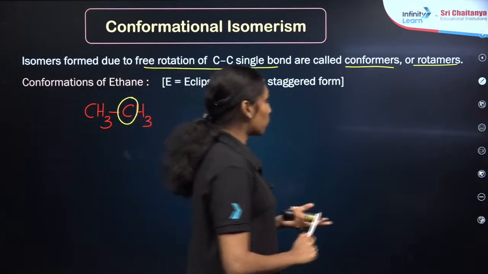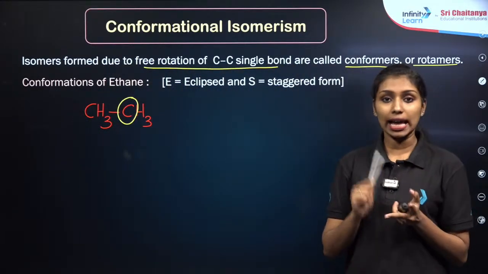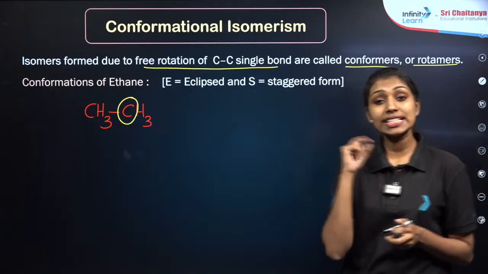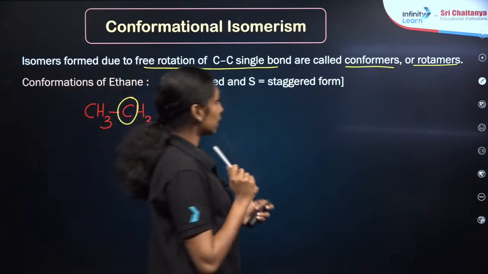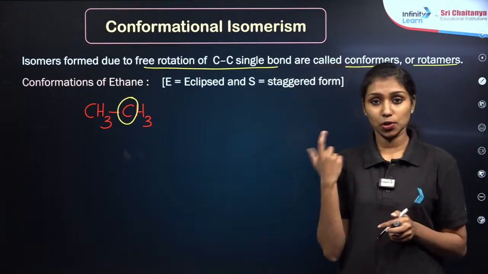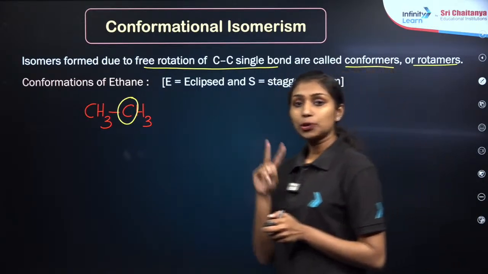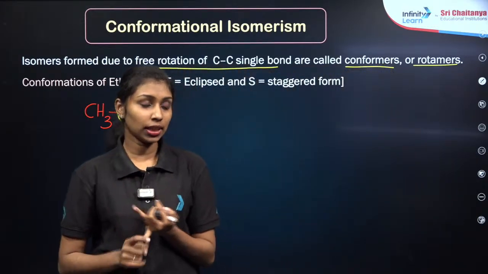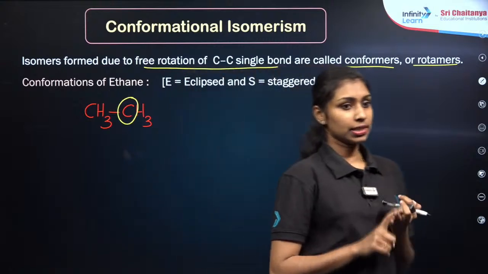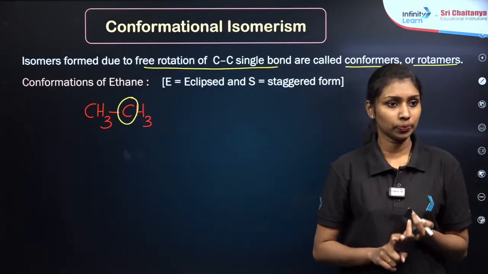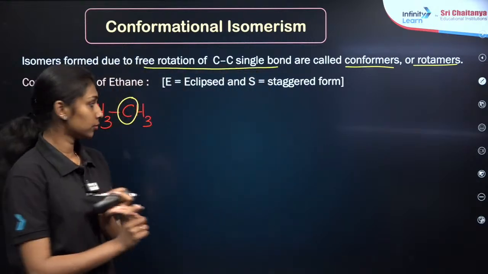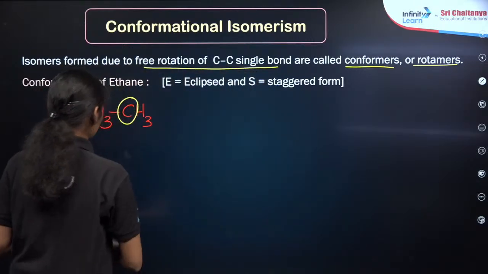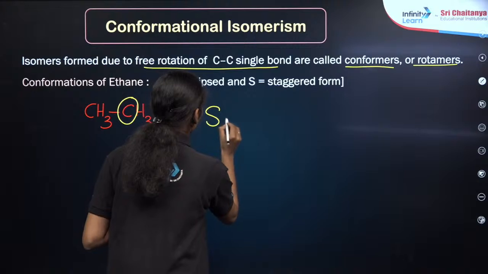So while discussing the conformational isomers of the alkanes, we will get 2 forms. One is the eclipsed one, another one is the staggered one. In order to represent the conformational isomers of the alkane, we will take 2 representations. One is Sawhorse projection, another one is Newman projection, right? So let us start with the Sawhorse projection, right?